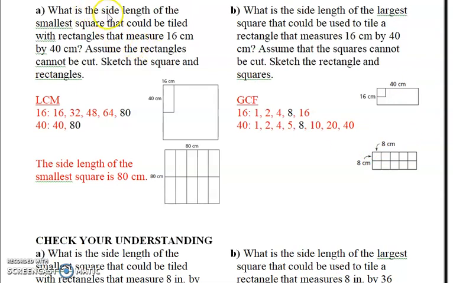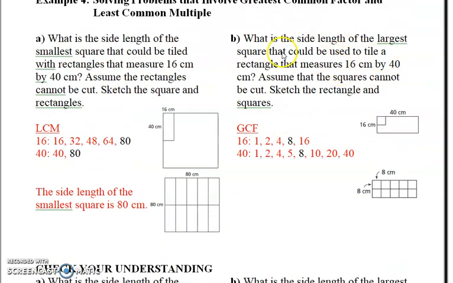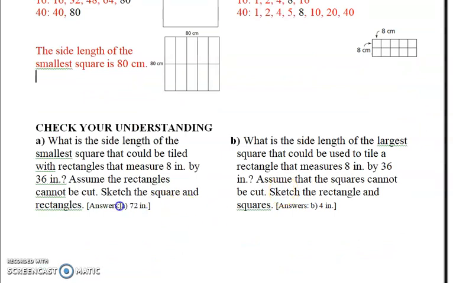One is you're finding the side length of the smallest square. This is the square here, so we're looking for the big square. They would have those tiles of 16 by 40. And the B part, we're looking for the side length of the largest square that could be used to tile a rectangle. So we're trying to tile this. Before we were trying to tile a square with tiles that were 40 by 16. This time we're trying to figure out how to have square tiles within this rectangular dimension. So you got to read the questions. Be careful there. A couple check your understandings to go with that.